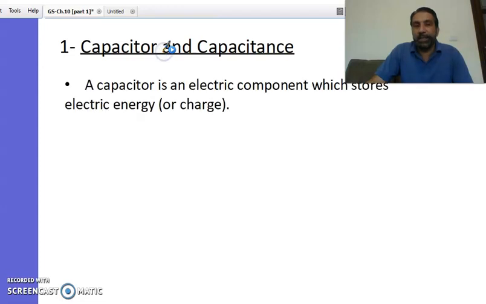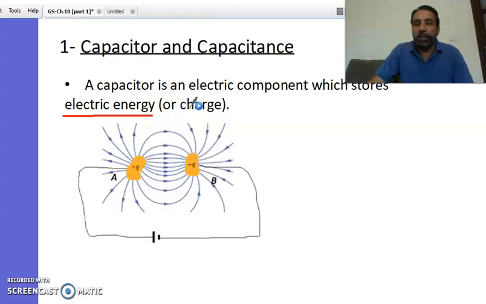So, capacitor and capacitance. A capacitor is an electronic component, an electric device which stores what? Electric energy or electric charge. That's the main role of the capacitor, to store energy. We have here two surfaces, as I said. This is surface 1, call it A, and this is surface 2. Now, if we connect surface A to the positive pole of a DC generator or of a battery, then it collects positive charge. And if you connect the second surface, say B, to the negative pole of a battery or any DC generator, it collects negative charge. Hence the definition: a capacitor is an electric device which stores electric charge, positive charge, negative charge.